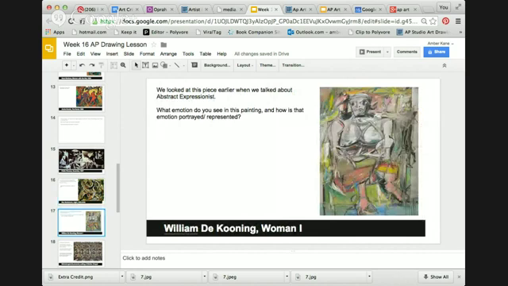This one we looked at a week or two ago when we were looking at abstract expressionism. But again, I wanted you to think of, so he took this woman and really turned her down into really basic, simplified shapes and strange colors. When you see this, what emotion do you think of, and what makes you think of that?